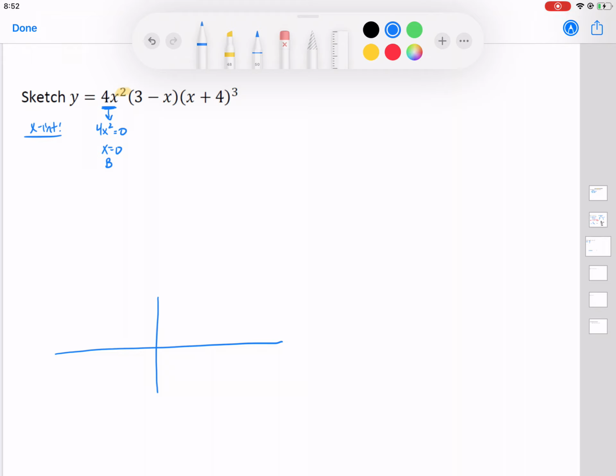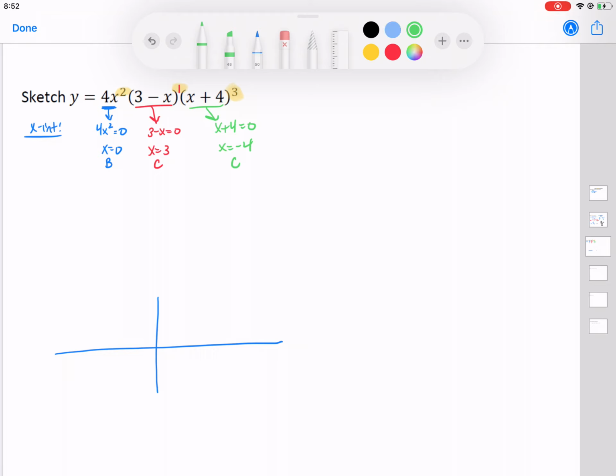Our next one, we want 3 minus x to equal 0. That means x has to equal positive 3. Multiplicity is 1. Therefore, this one's going to cross. And then our last one, we've got x plus 4 that we want to equal 0, so that means x has to equal negative 4. Multiplicity is 3. Therefore, this is also going to cross.